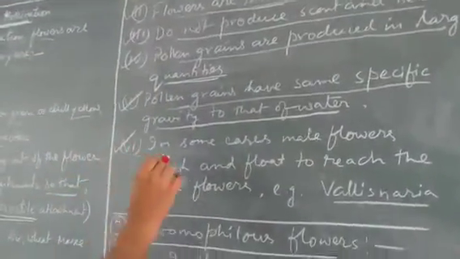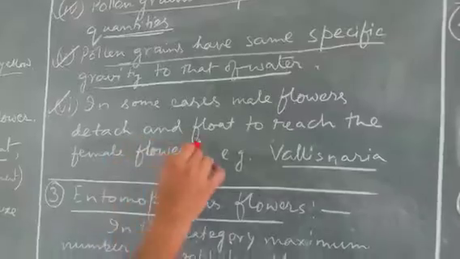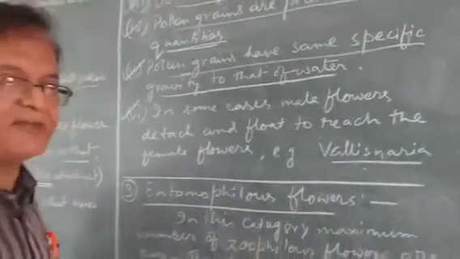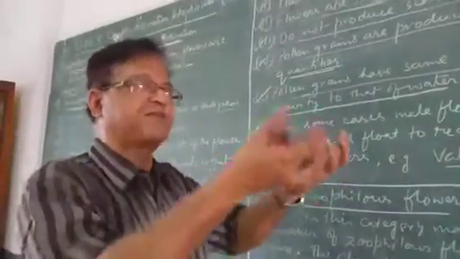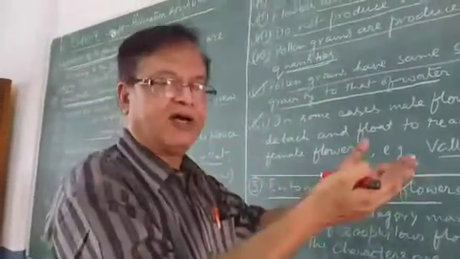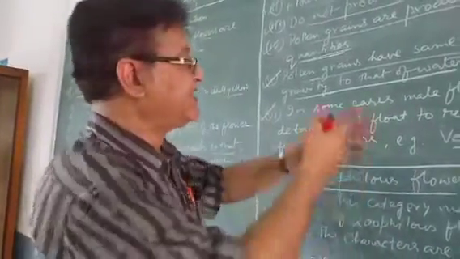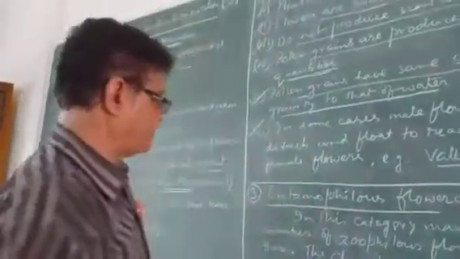Sixth point is, in some cases, male flowers detach and float to reach the female flowers. In case of Vallisneria it happens. Male flowers detach from the plant and float with the water and reach the female flowers, and hence pollination is done. These are the characteristics of hydrophilous flowers.